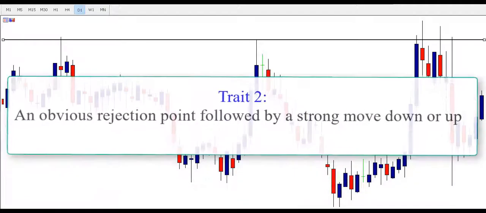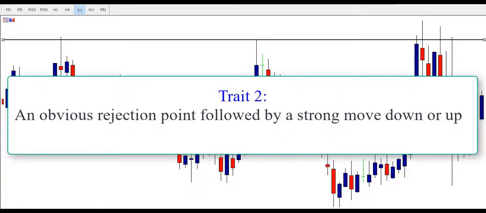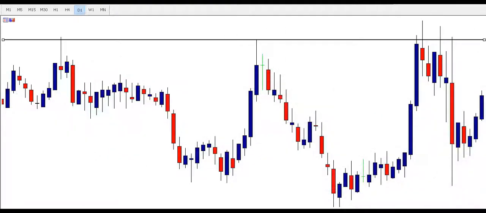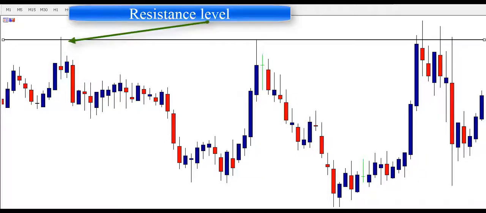The second trait that qualifies a support or resistance level is an obvious rejection point. Let me show you this example. As you can see here, price came up to this area and it was obviously rejected, giving us a level of resistance. Look at how the market moved down strongly after this rejection.